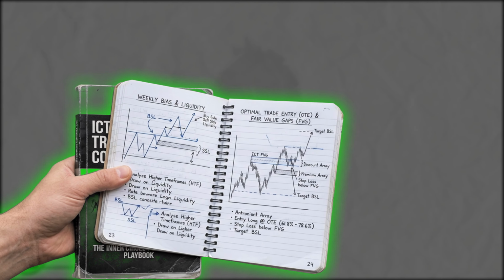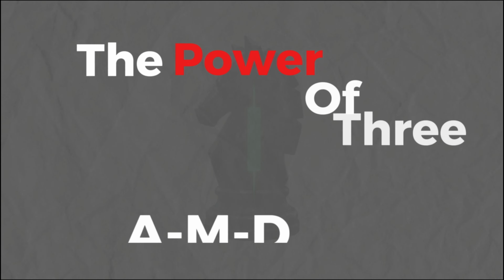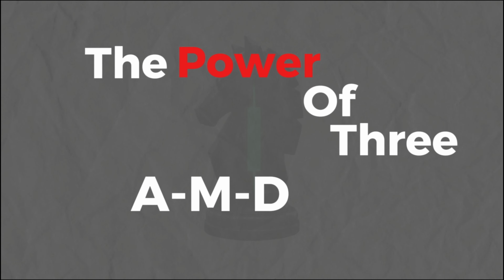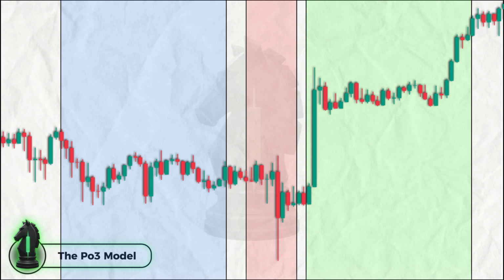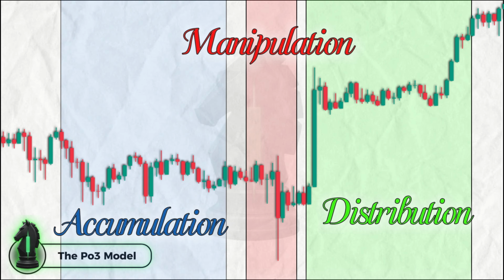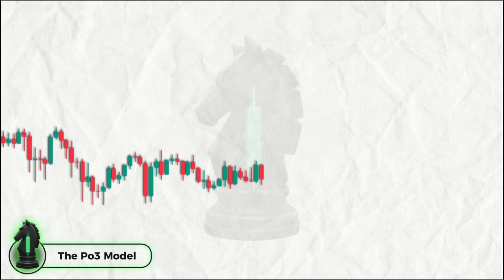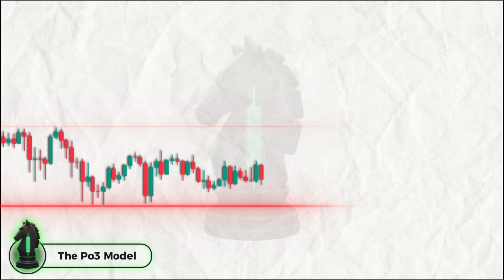Now, we conclude our playbook with the ultimate macro blueprint of institutional price delivery, the power of three, universally known as the AMD model. This concept breaks down the entire life cycle of market cycles into three strict operational phases: accumulation, manipulation, and distribution. During the accumulation phase, smart money quietly builds positions by trapping price inside a tight, boring consolidation range. Next, the algorithm initiates the manipulation phase.